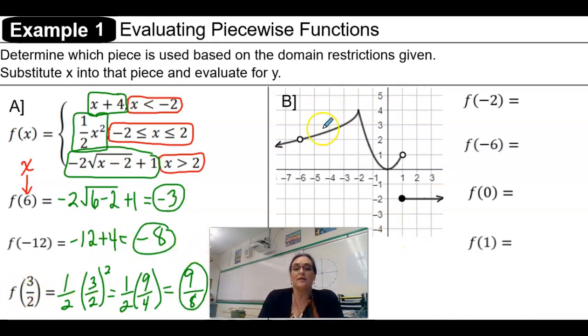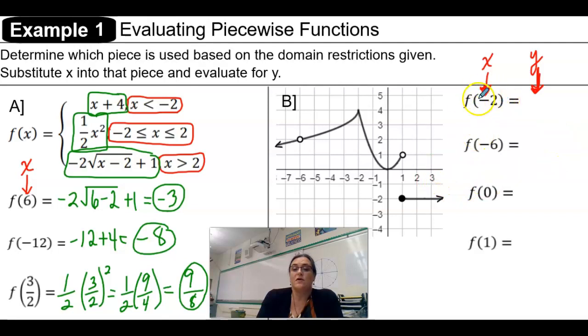Okay, now in example B, we want to also evaluate these functions, but we have to use the graph because we're not given the equations. So if I'm asked to evaluate f of negative 2, right, then I know this negative 2 in the parentheses, that is the x value. Okay, what I get back after I do that, evaluating f of negative 2, that's the y value.